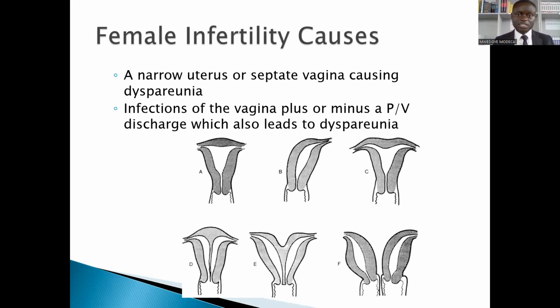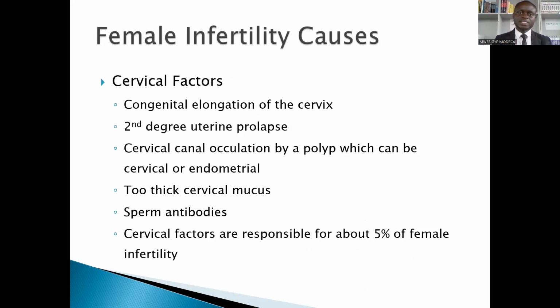Other causes of infertility in females, you are looking at a narrowed vagina or septate vagina, which causes dyspareunia. And dyspareunia, that is painful sexual intercourse. And once the person is getting painful sexual intercourse, she will stop having that coitus. Then next we talk about infection of the vagina. Especially if this person has an infection of the vagina, then she will experience dyspareunia, and this will make her fail to continue with sex.